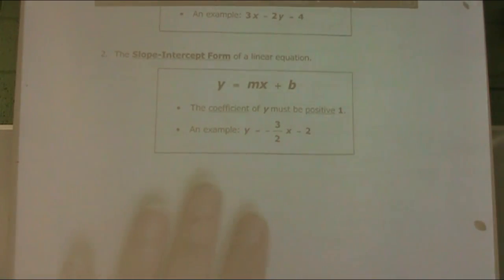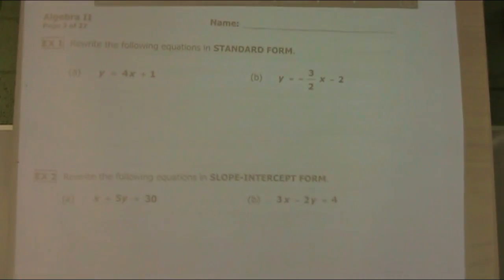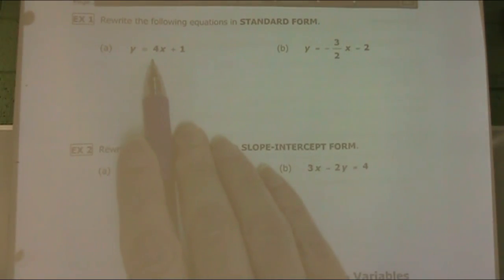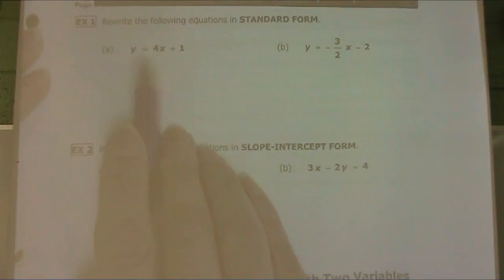All right? So our next task is we're going to practice writing equations in standard form and slope-intercept form. So first of all, here's an equation. It happens to be written in slope-intercept form. We need to write it in standard form. So first of all, our x term needs to be on the other side. And the way that we get it over there is to subtract it. So subtract 4x from both sides.